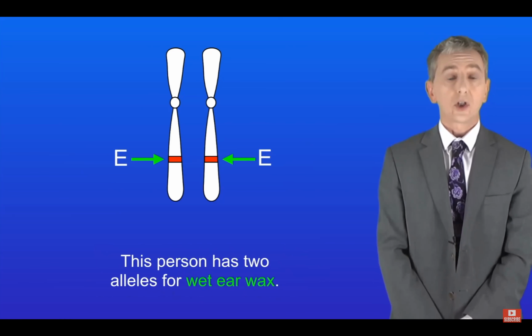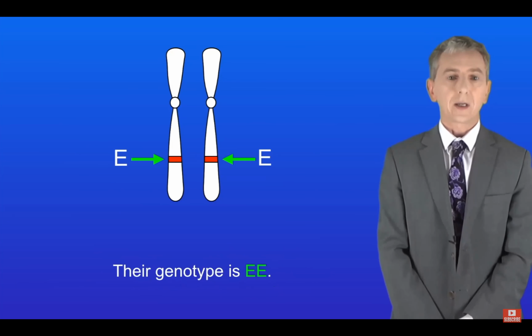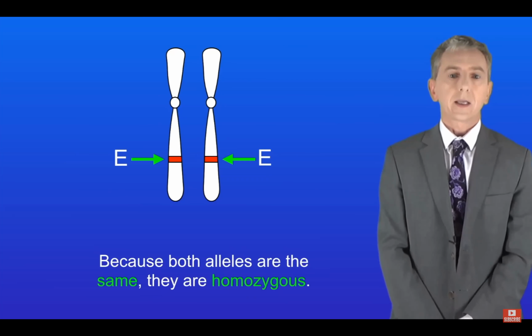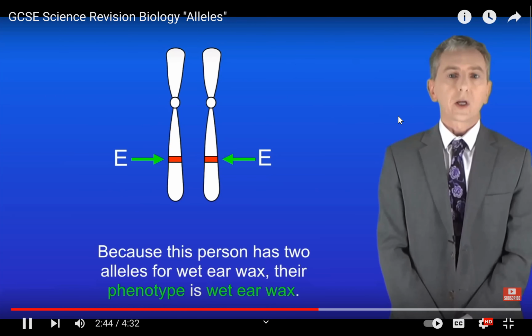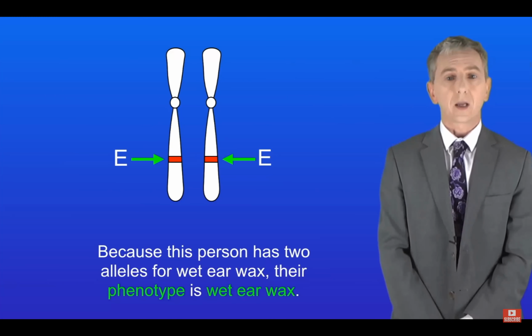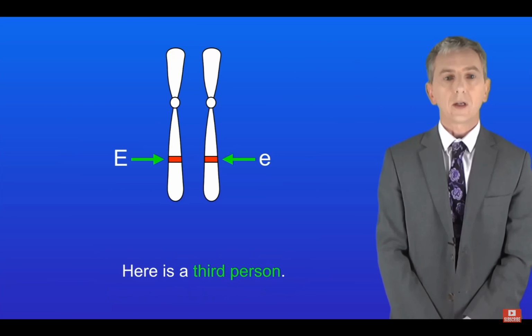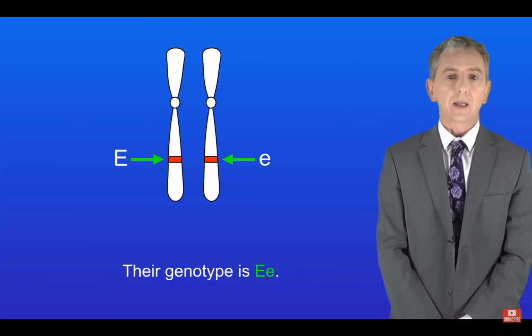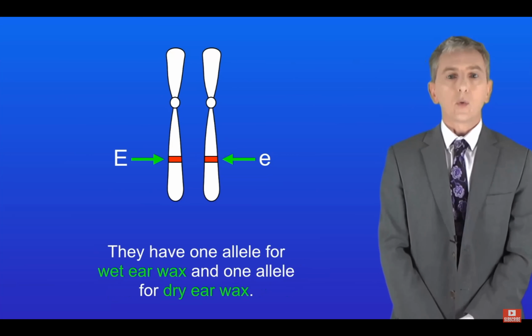Okay, this person has 2 alleles for wet earwax, so their genotype is capital E, capital E. And again, because both alleles are the same, they're homozygous. So because this person has two alleles for wet earwax, their phenotype is wet earwax. Okay, here's a third person. Their genotype is capital E, lowercase e. In other words, they've got one allele for wet earwax and one allele for dry earwax.